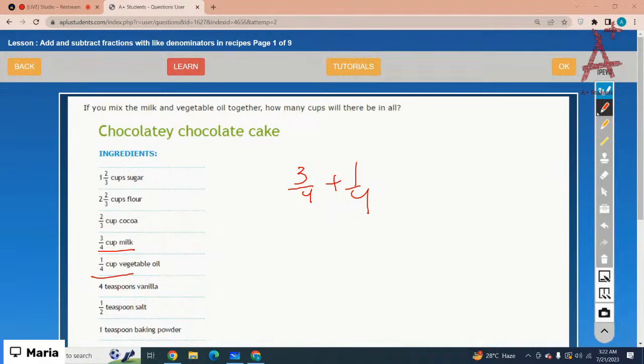So they have like denominators. Simply add their numerators. 3 plus 1 is 4, and 4 over 4 makes 1. That means together they make 1 cup. Got it? The correct option is 1.